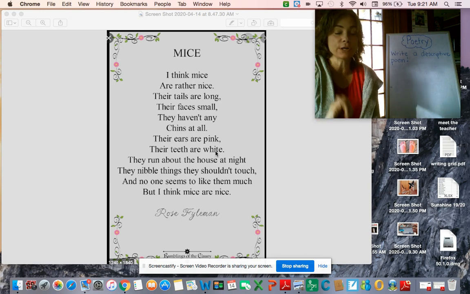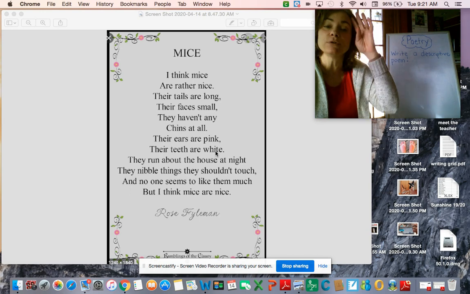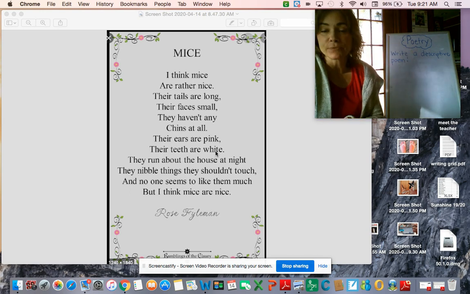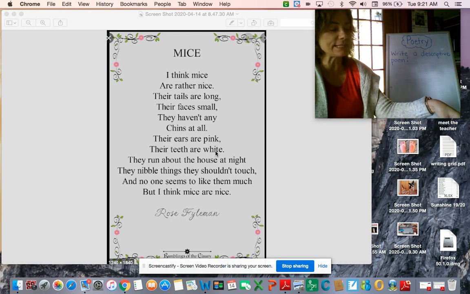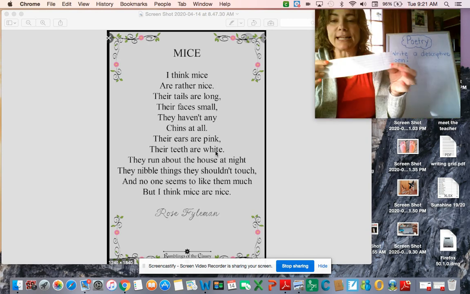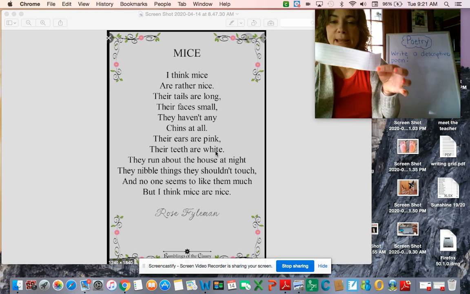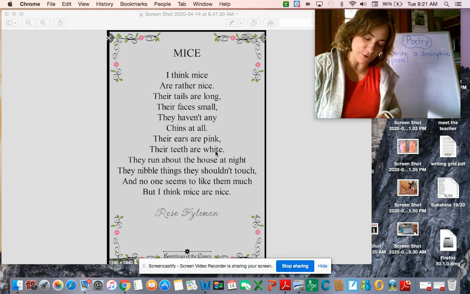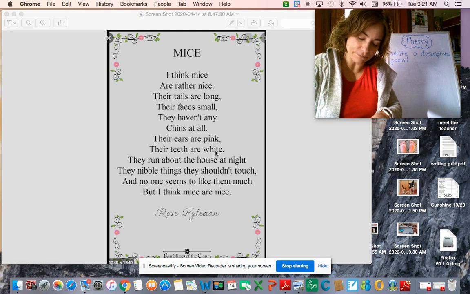So what we're going to do now is get to writing our poem today. So I'm going to show you first how I would write a descriptive poem, okay? And my poem today is going to be about ice cream, okay? So I'm going to take one of my strips of paper, and across that paper, in my neatest handwriting, of course, I am going to write ice cream.